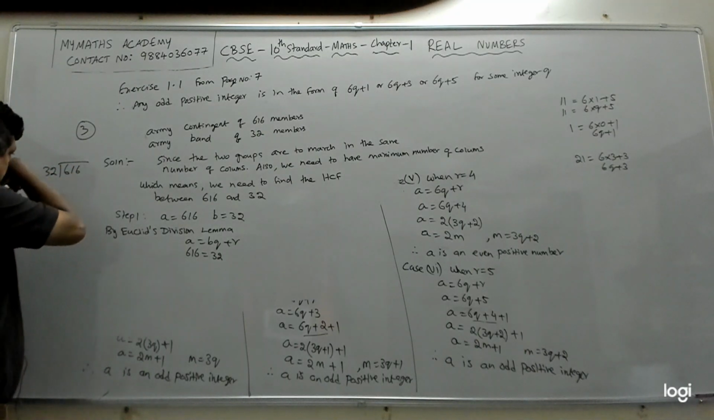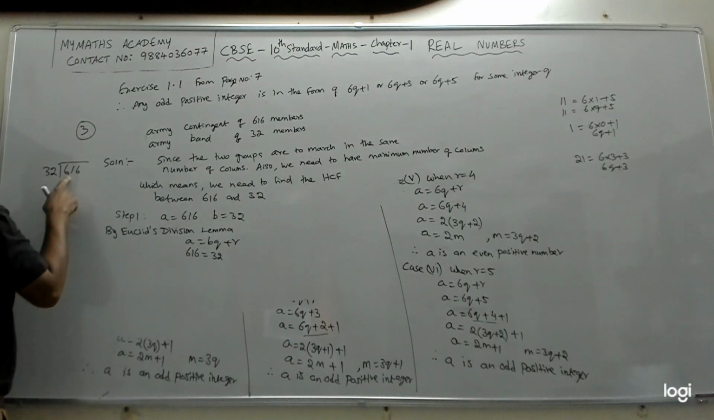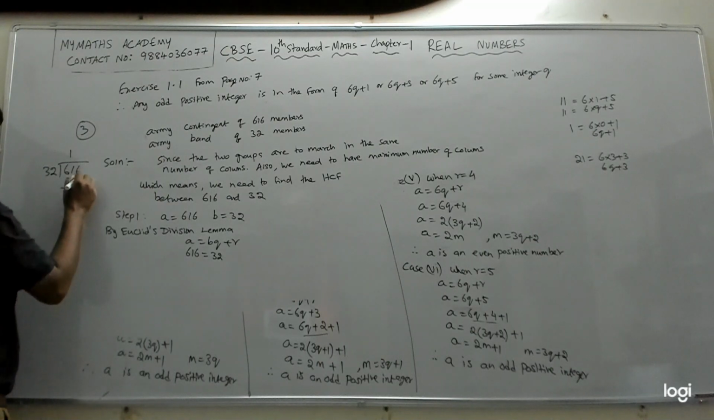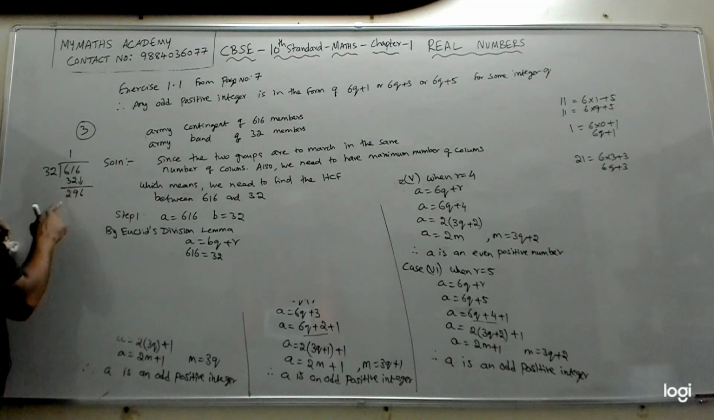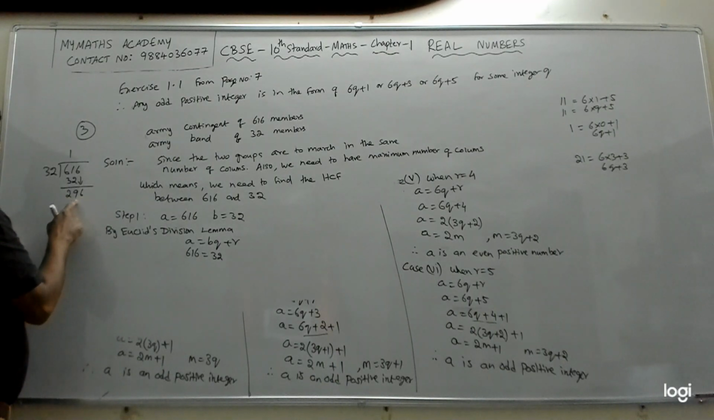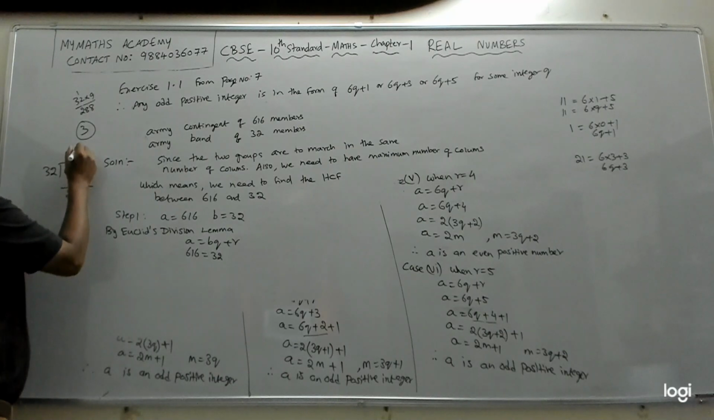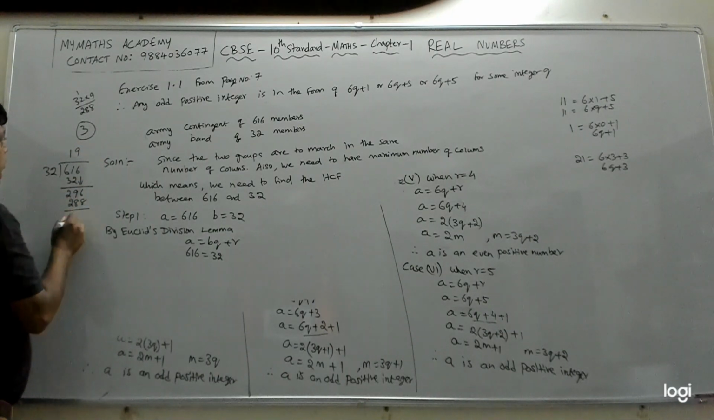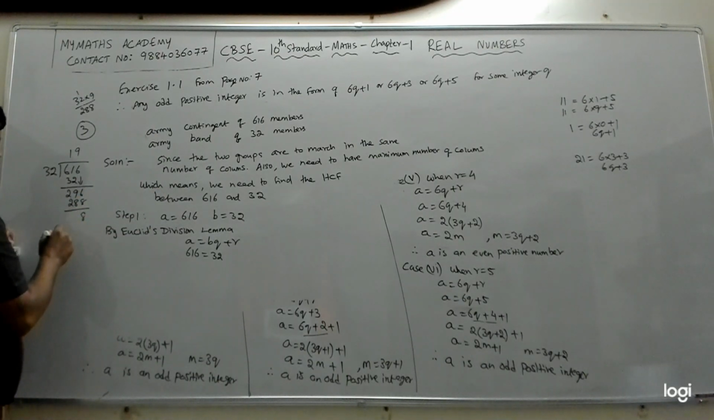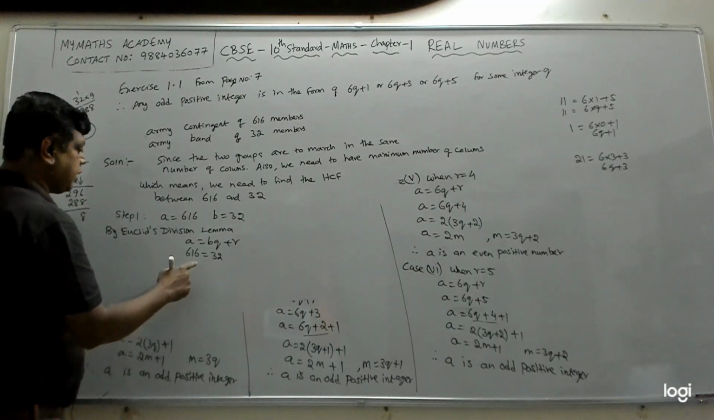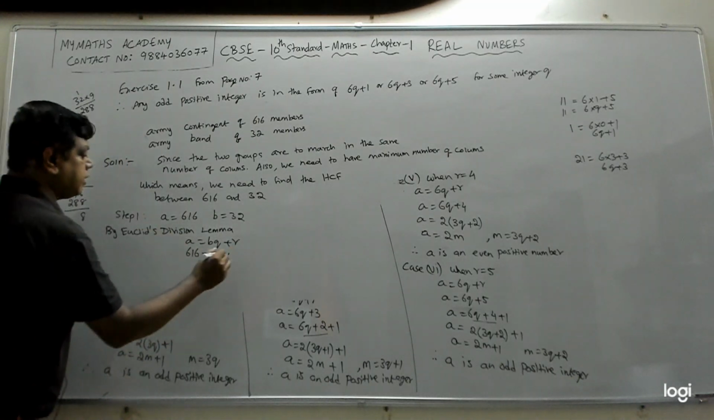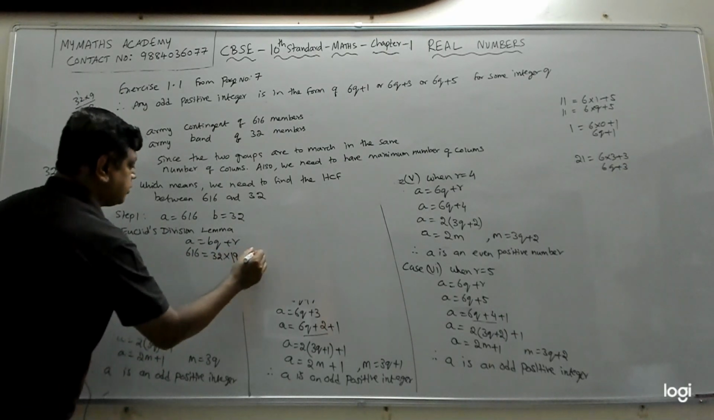So how many times does it go? 32 ones are 32. The remainder is 29... 2, then I bring this 6 down. Now 296 will go how many times? 32 into 9 is 288, so it goes 9 times. The remainder is 8, and that's it. So this can be written as 32 into 19 plus 8.